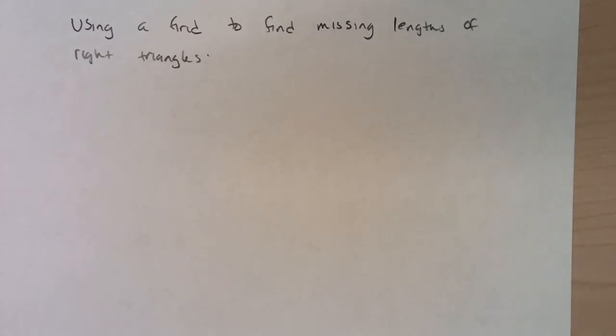So in order to find missing side lengths of right triangles, I could have been more specific. It'd be finding missing side lengths of right triangles that are created from an altitude drawn from the right angle of a triangle. But that's what each of the theorems deal with.